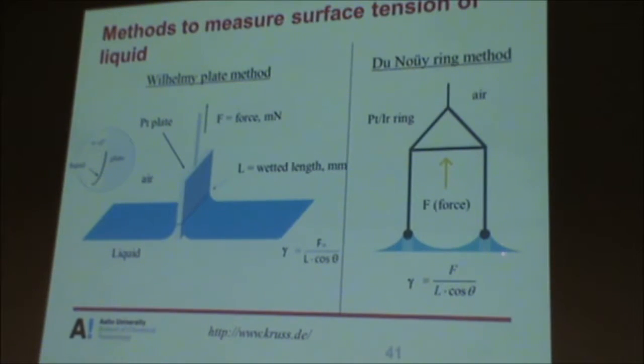The same can be done using a ring. Here I'm showing a cross section, so you take a ring, dip it inside a liquid and pull it up. And here again you have an angle made by the liquid with a tangent to the ring cross section, and you can measure the surface energy with these two techniques for liquid.